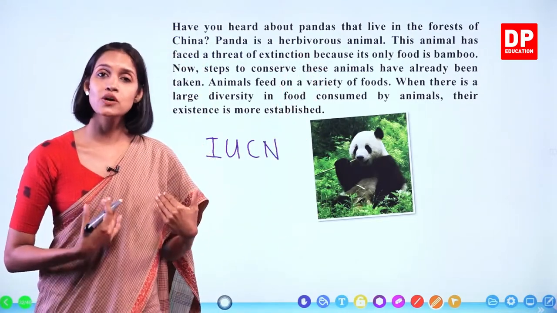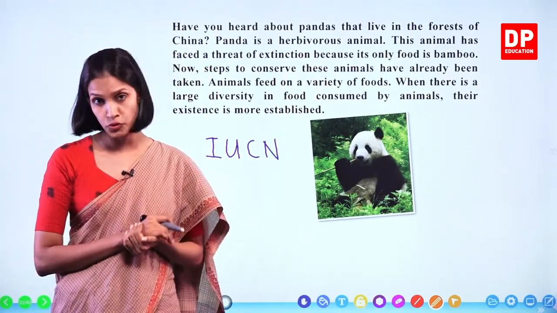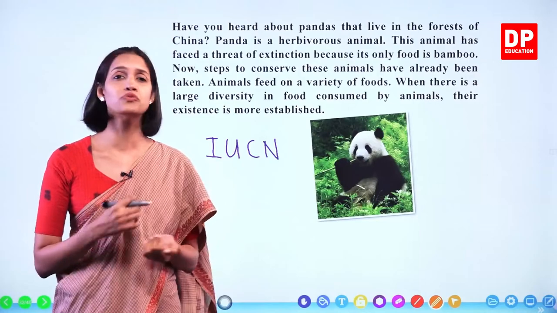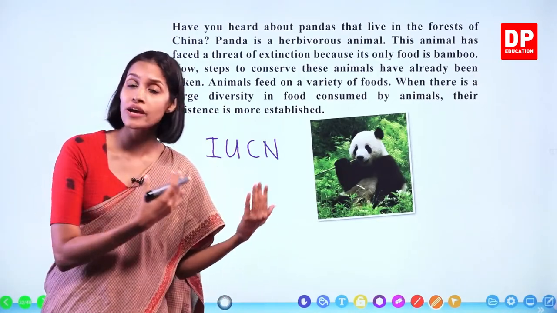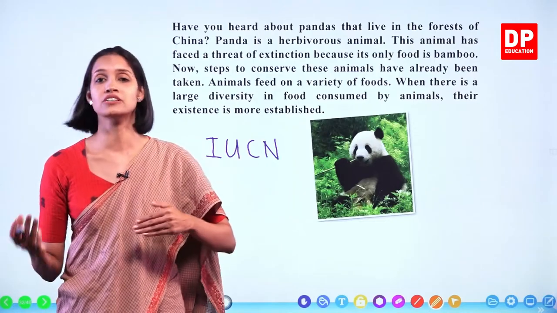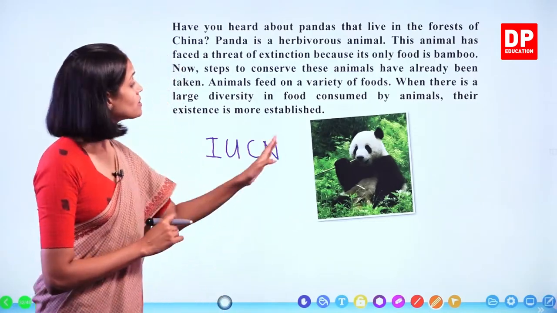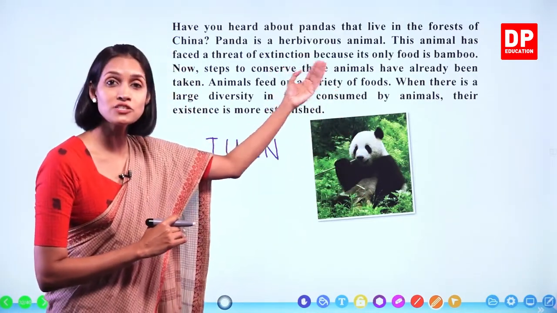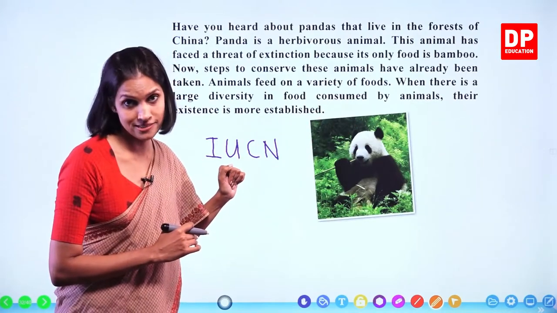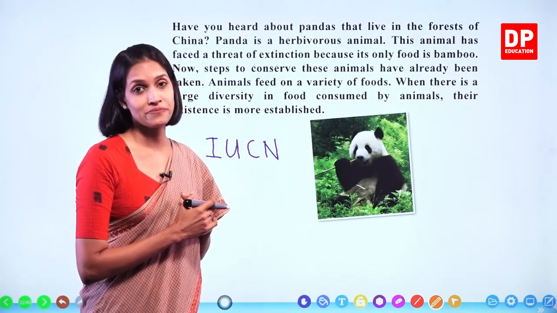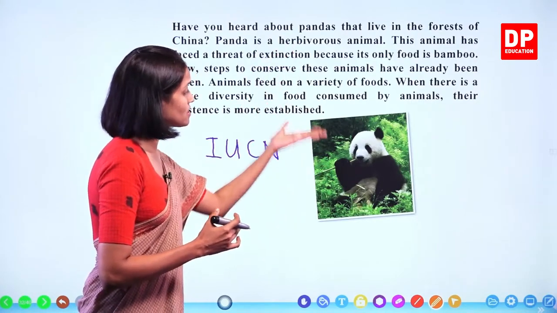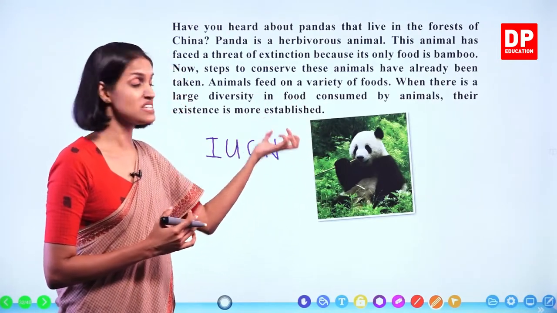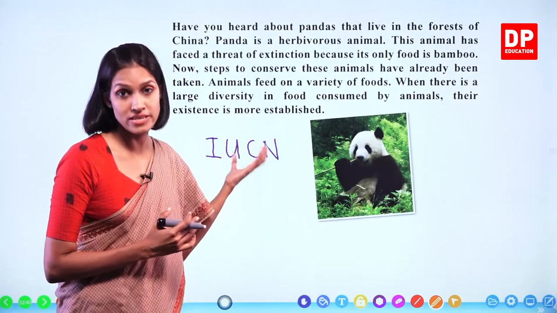Now think about us. We depend on different types of food, right? We eat rice, we eat fruits and vegetables, and different types of food items we depend on. If we don't have one type of food, we can depend on another type of food, right, children? But it's not the case with this animal. Its only food is bamboo. If there's no bamboo, they will die of hunger. This is what happened, children, right? So they kept on decreasing. The numbers kept on decreasing and they finally came to a number which is at high risk of extinction.